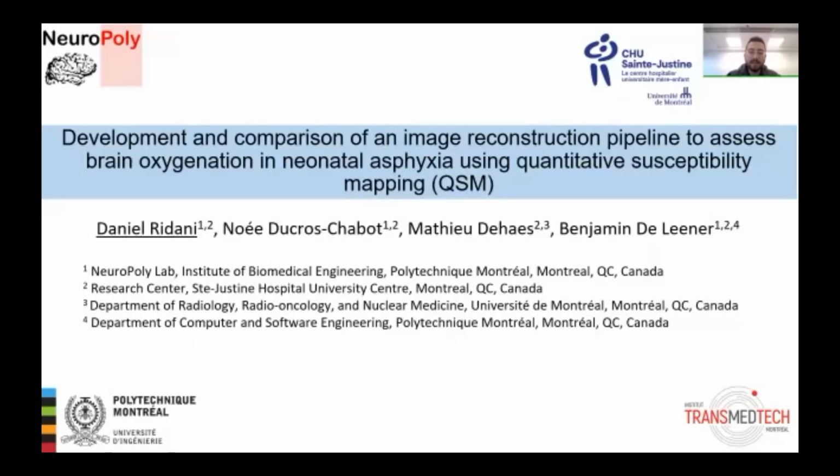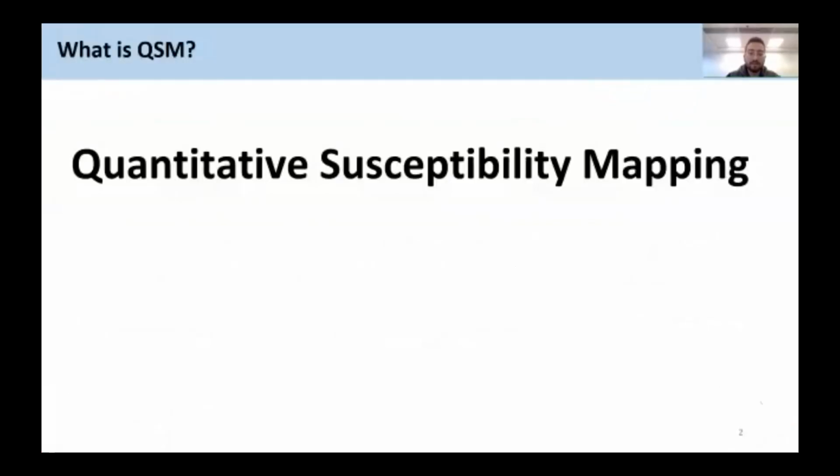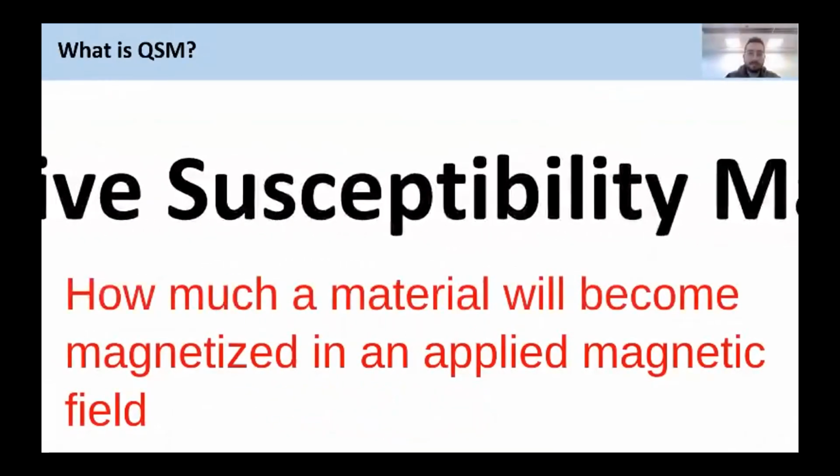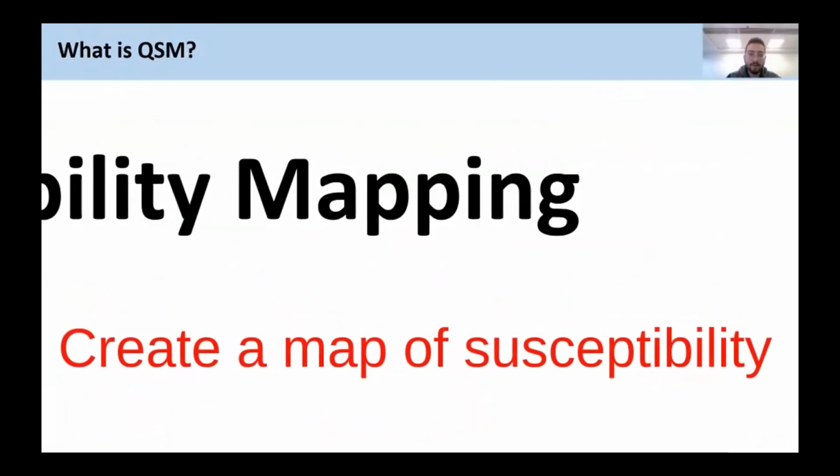Hello everyone, my name is Daniel Ridani, and today I'll be talking about the development and comparison of an image reconstruction pipeline to assess brain oxygenation in neonatal asphyxia using quantitative susceptibility mapping, QSM. I would like first to start with a quick definition of quantitative susceptibility mapping. First of all, quantitative means numerical values. Susceptibility means how much a material will become magnetized in an applied magnetic field. And mapping means create a map of this susceptibility.